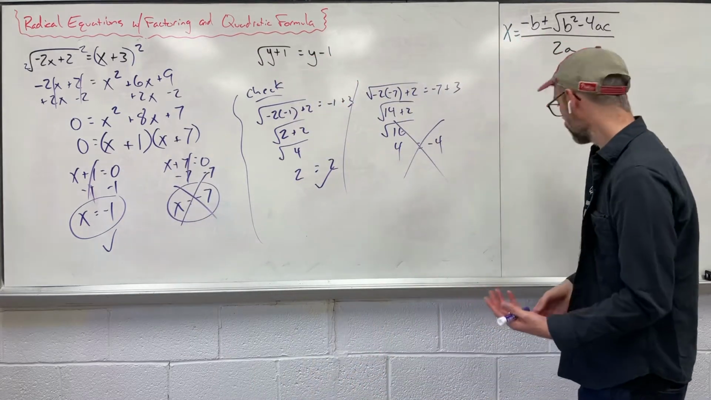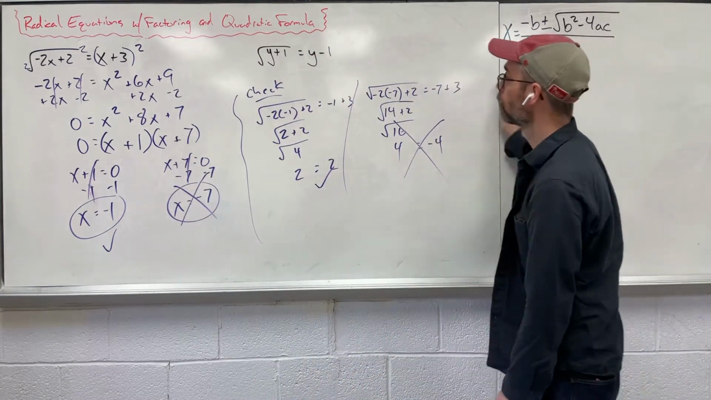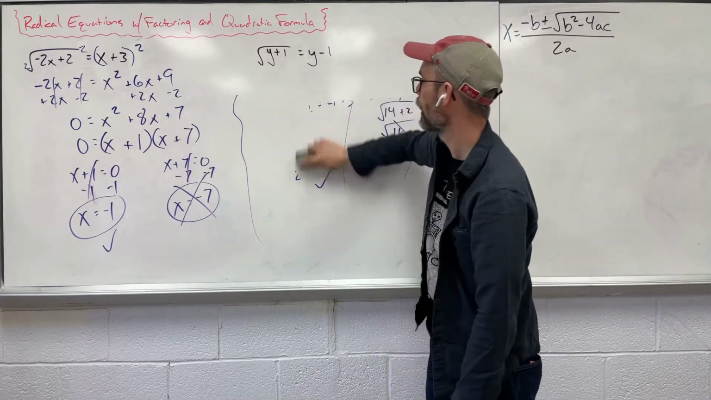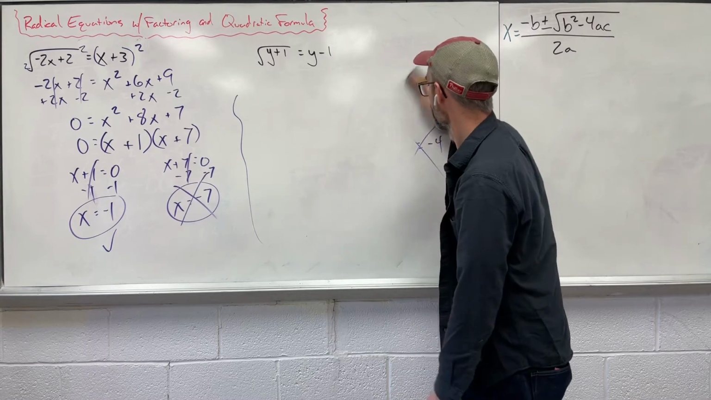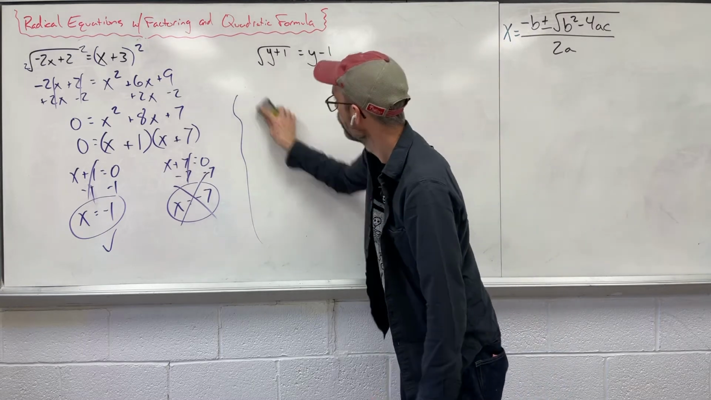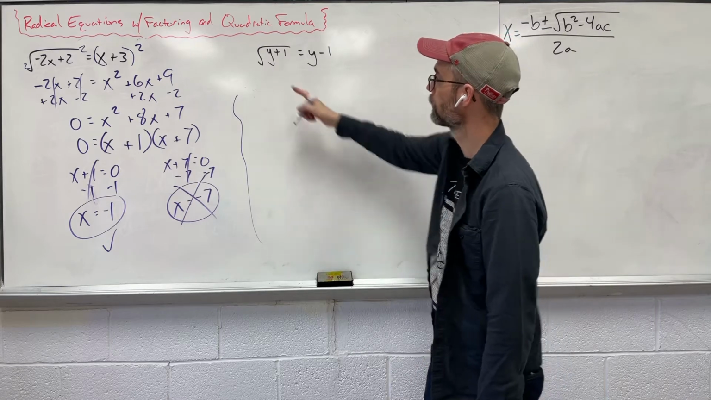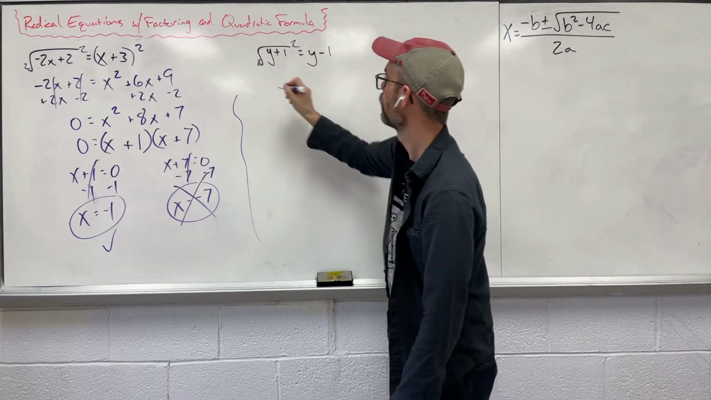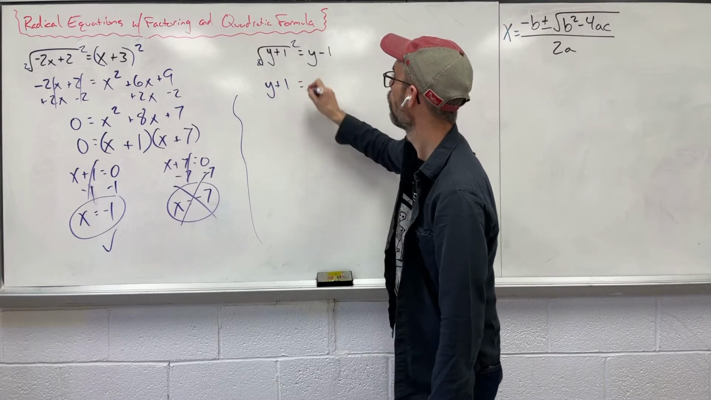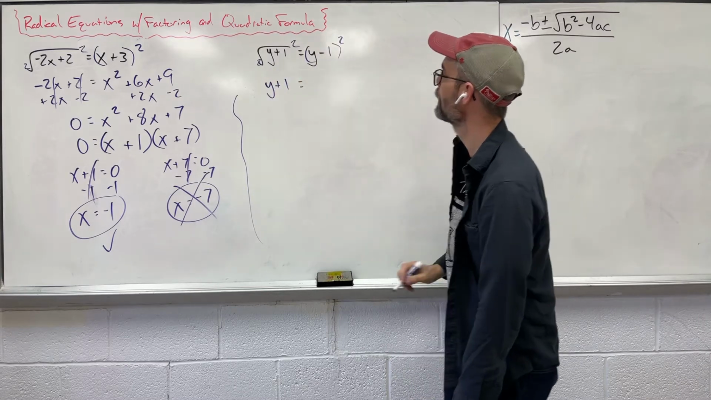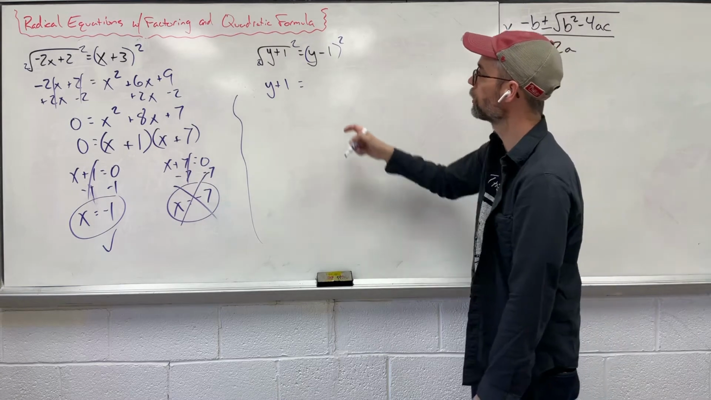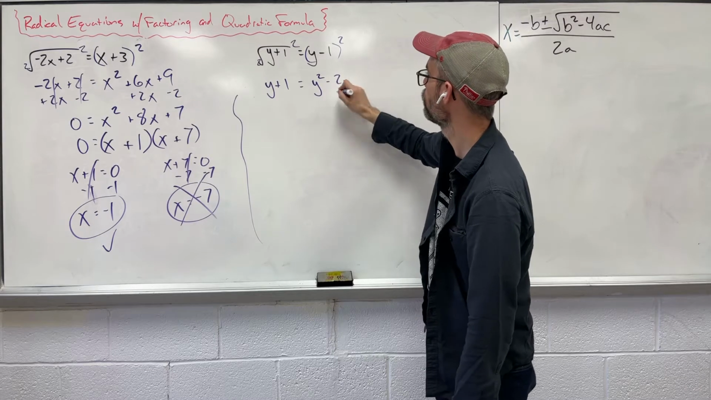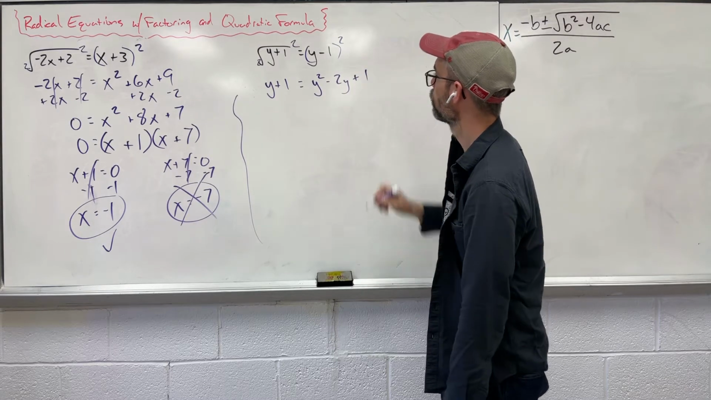Okay, so we're going to try this all again. This time, instead of factoring and doing all this work, we're going to try and just use the quadratic formula. So start by getting rid of the square root. Index of 2 raised to an exponent of 2. You're left with y plus 1. On the right side, this whole thing has to get raised to an exponent of 2. So when you have this parenthesis times itself, you're left with y squared minus 2y plus 1.